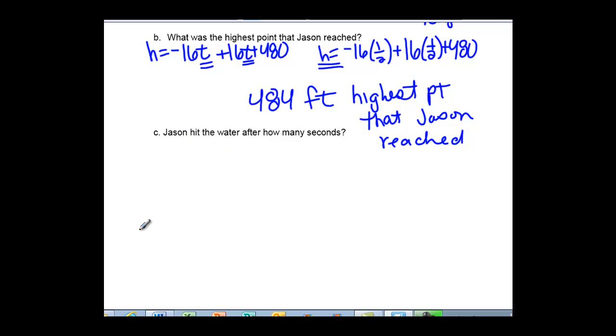Okay, now Jason hit the water after how many seconds? Now when he hits the water, he's at 0, right? Because he's right at that 0 mark. And we're going to, again, use this function that we were given. So we have negative 16t squared plus 16t plus 48.